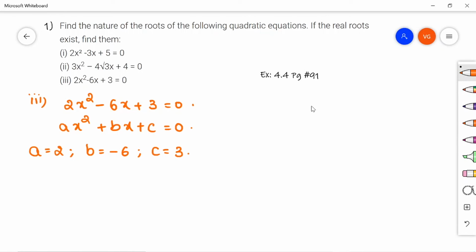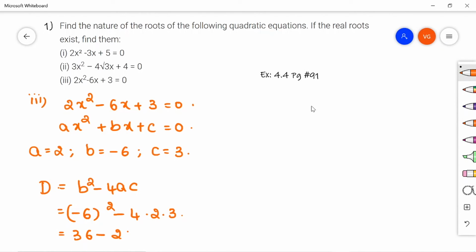So to find out the nature of the roots, first we have to find out the discriminant. That is, discriminant D is equal to b square minus 4ac. So just substitute minus 6 whole square minus 4 into 2 into 3. So this is nothing but 36 minus 24, right? So 8 threes are 24, right? So this value we will get as 12. So the discriminant value is 12.